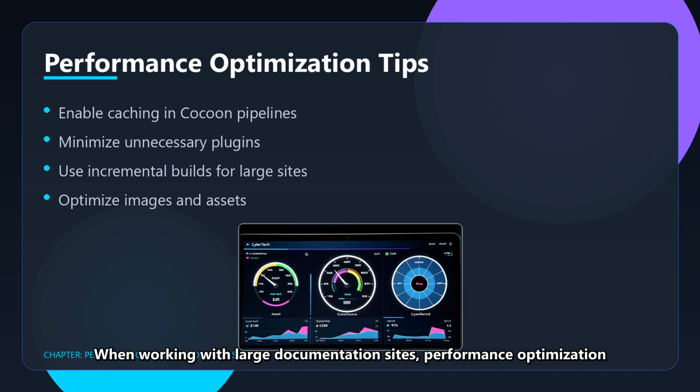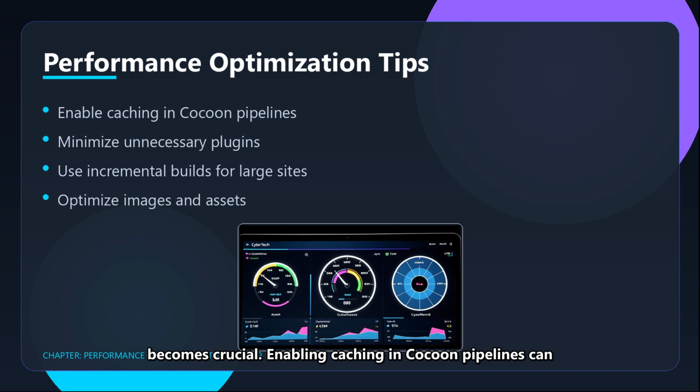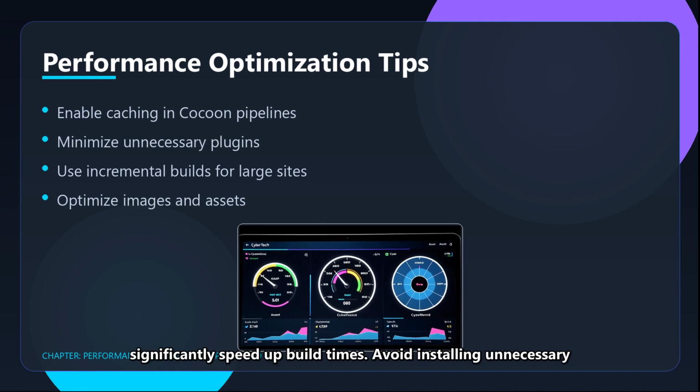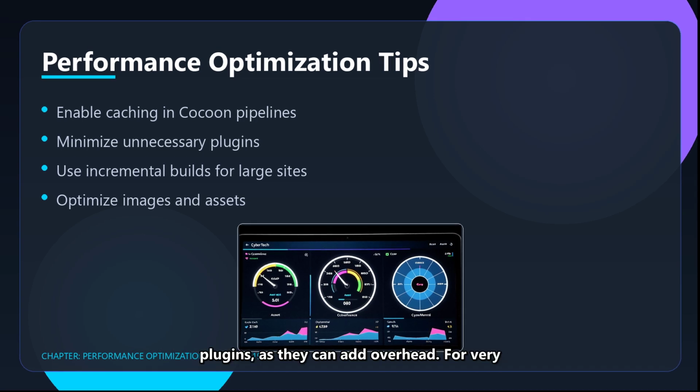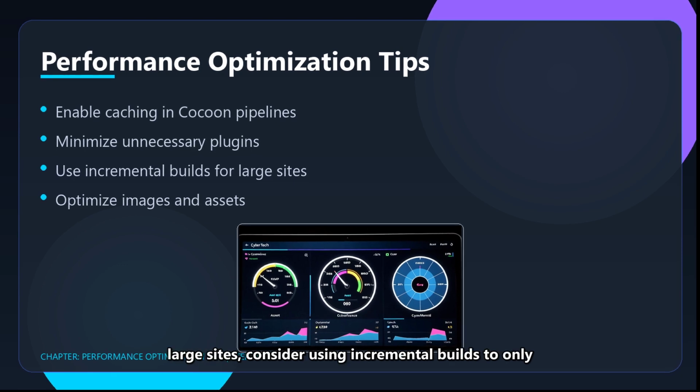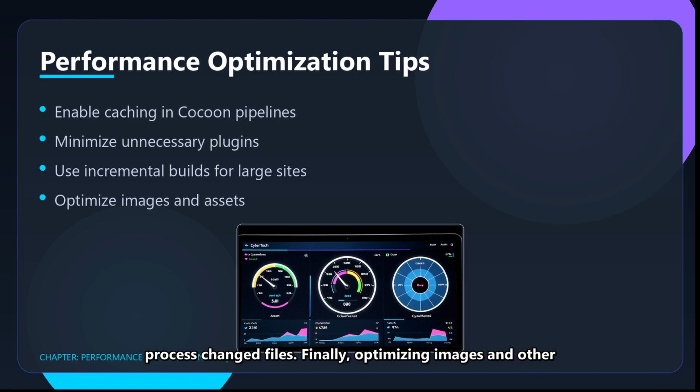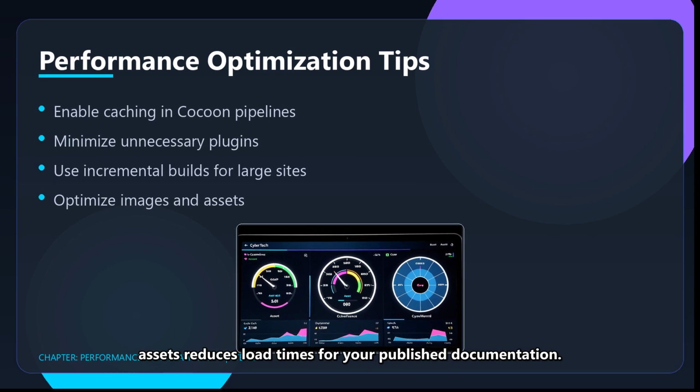When working with large documentation sites, performance optimization becomes crucial. Enabling caching in Cocoon pipelines can significantly speed up build times. Avoid installing unnecessary plugins, as they can add overhead. For very large sites, consider using incremental builds to only process changed files. Finally, optimizing images and other assets reduces load times for your published documentation.